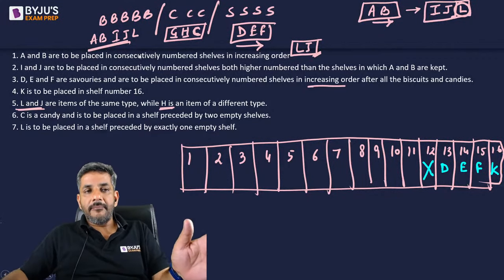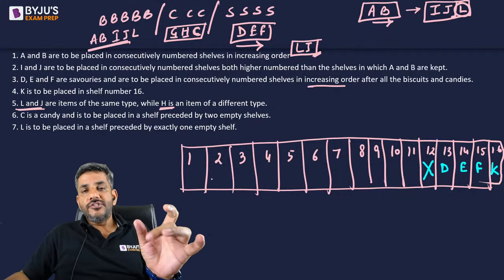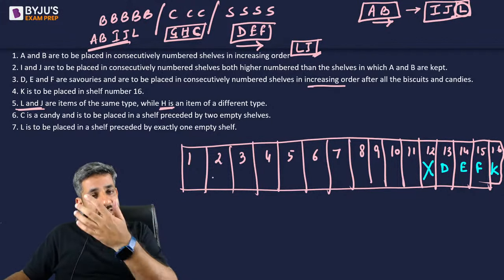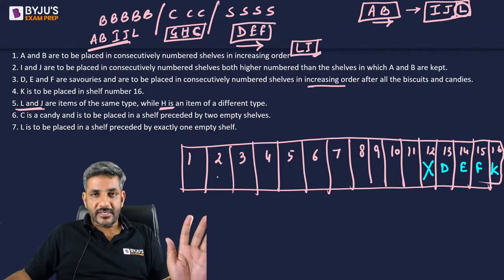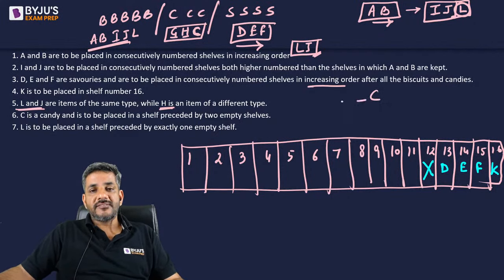So I have A, B, I, J, L. They are the 5 biscuits. G, H and C are the 3 candies. D, E, F, K are the 4 savories. Right? He also says C is preceded by 2 empty shelves. So before C there will be 2 empty shelves. We don't know yet where it is going to come.